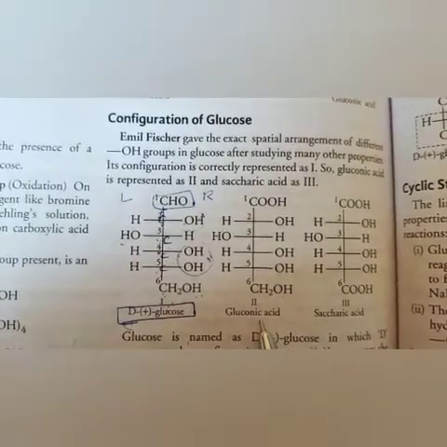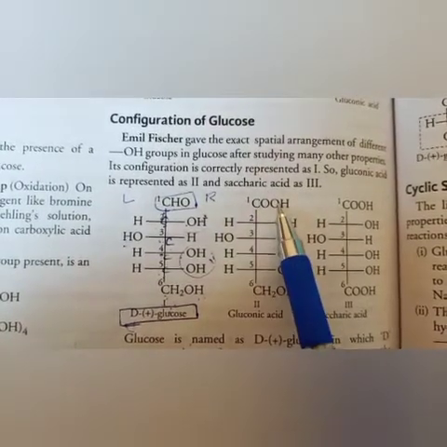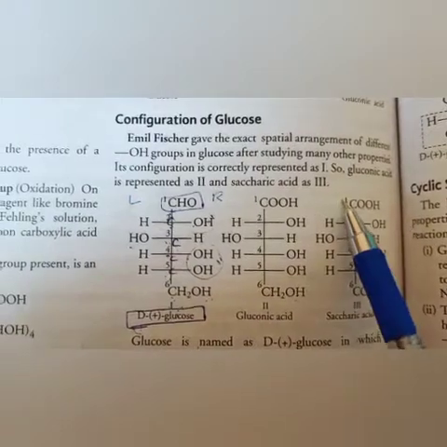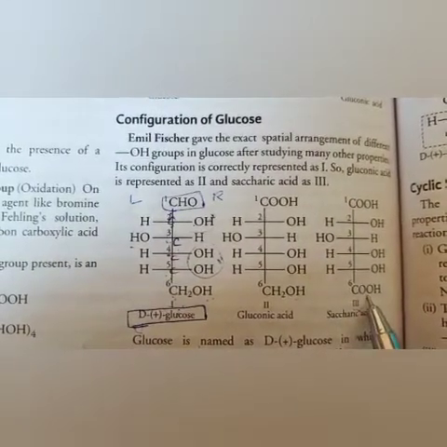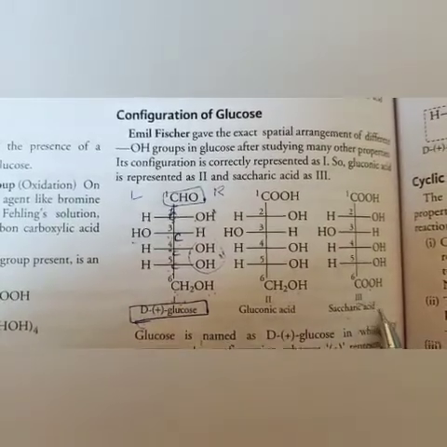In the same way, for gluconic acid, the difference is at the first carbon: in place of the aldehyde there is a carboxylic acid, and the rest is the same. Whereas in saccharic acid, both carbons 1 and 6 have carboxylic acid. This is saccharic acid. So this is the difference between glucose, gluconic and saccharic acid.